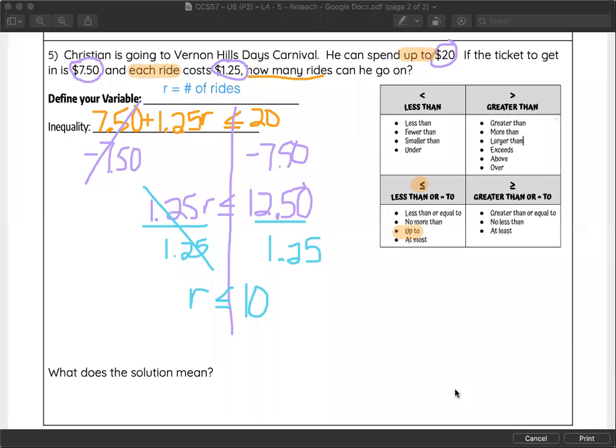So in this case, there was no decimal value. So how many rides can he ride? Christian can ride 10 rides or less. And that is it.